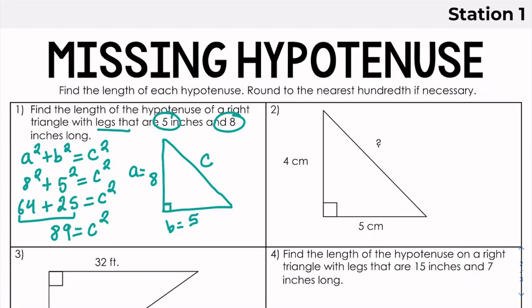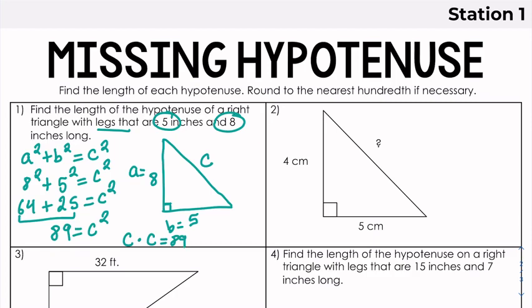All right, so now we know that C squared equals 89. We want to know what the length of this C is. That's not 89. That wouldn't make sense. If I had 89 here, that number would be way too big to have 8 and 5 in our triangle. So this is not our final answer. This means that C times itself equals 89.